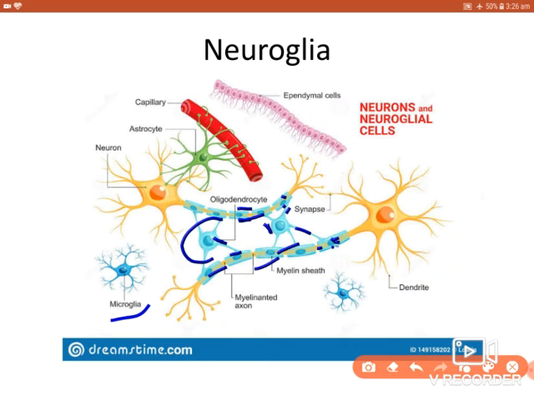Here you can see the microglia, the smallest cells. These are the cell bodies, which are flattened. These are the processes. They are more numerous in the gray matter and also act as phagocytes. So these are the supporting cells.